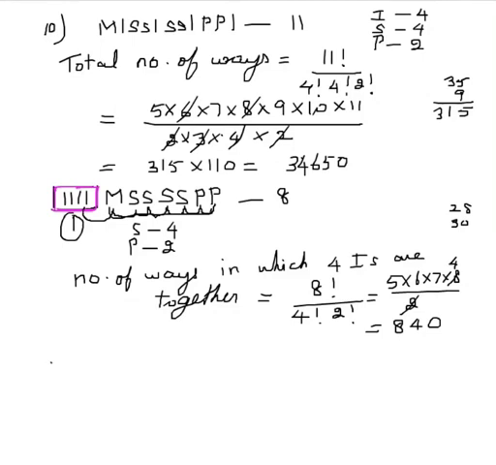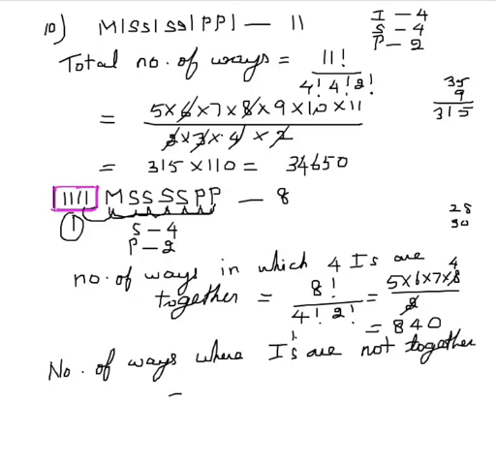Now we will calculate where 4 I's are not together. Number of ways where I's are not together is equal to total number of cases minus together cases. The answer is 33810.